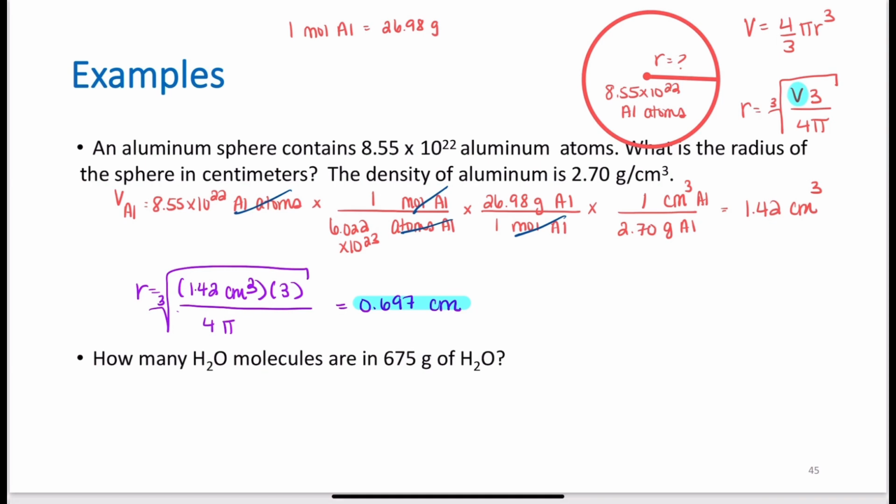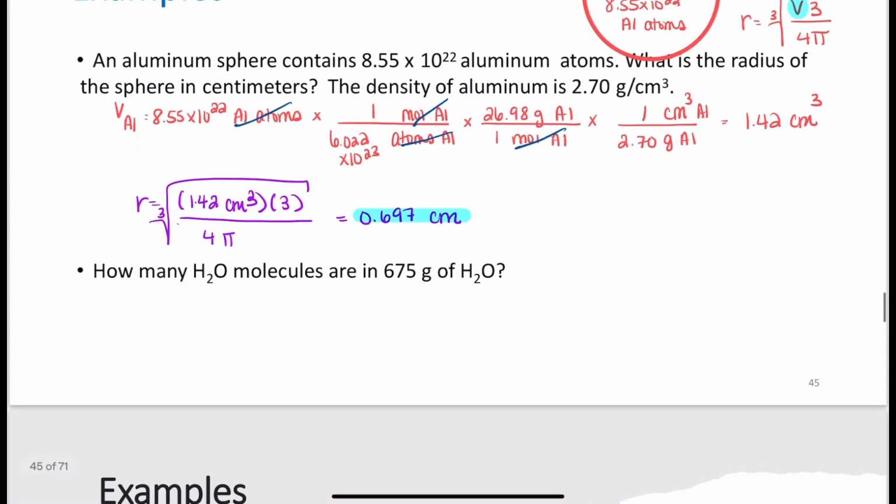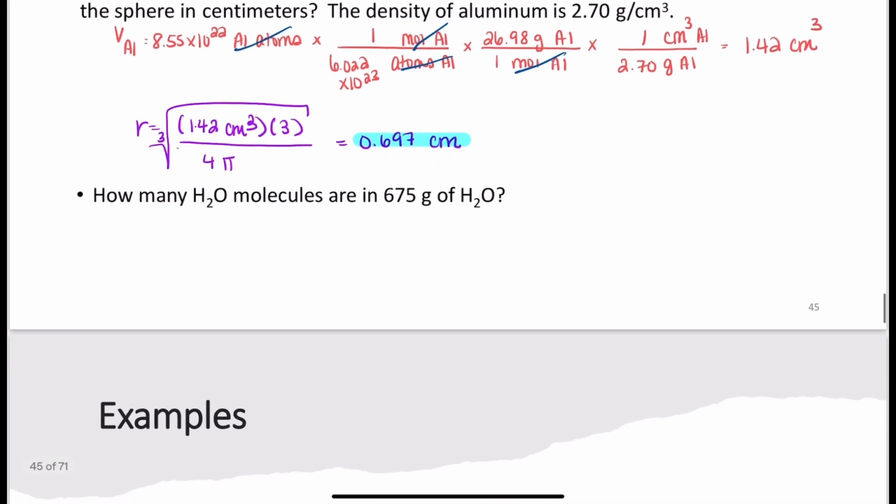Let's work the next example. How many H2O molecules are there in 675 grams of H2O? Now, I do have to move this up just a little bit. I apologize if it makes the screen look funky to you. I can't write on the screen when it's too low. But I'm going to write down first what I want to know. I want to know the number of water molecules.